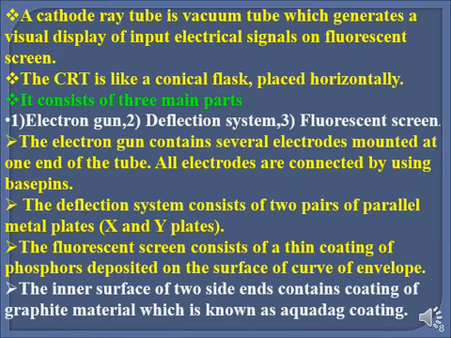The second part is the deflection system, which consists of 2 pairs of plates, X and Y plates. And the third part is the fluorescent screen, which consists of a thin coating of phosphors deposited on the surface of the curve of the envelope, and the inner surface of both sides of the CRT contains a coating of graphite material, which is known as aquadag coating. The shape of the CRT is like a conical flask, and the CRT is mounted horizontally.